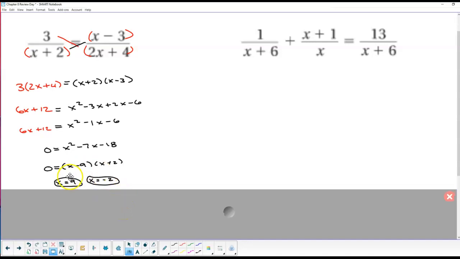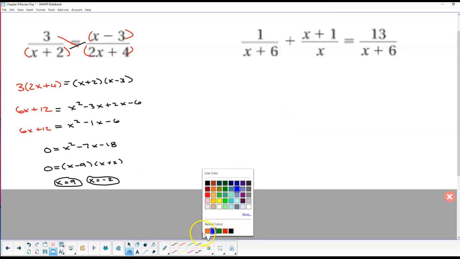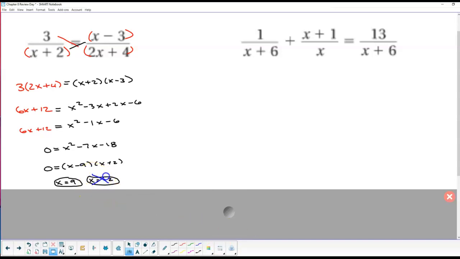Now, we're not done, right? We have to check. One of the things you can do very quickly is notice if I have x equals -2 and I plug that in right here to the original expression, -2 plus 2 is going to give me 0. I cannot do 3 divided by 0. That results in an error. So therefore, I know that x equals -2 is an extraneous solution. So I'm going to cross that out. Call it extraneous.